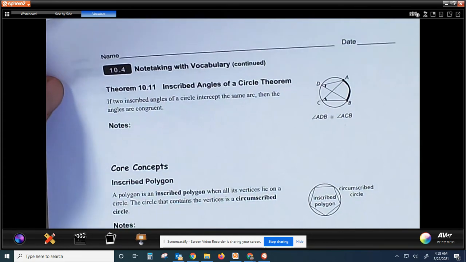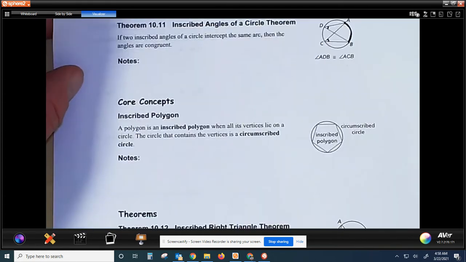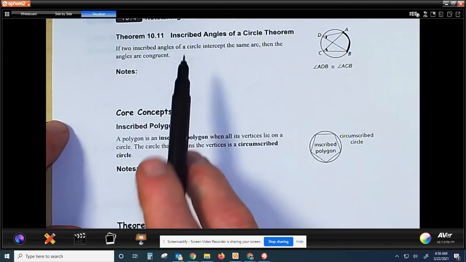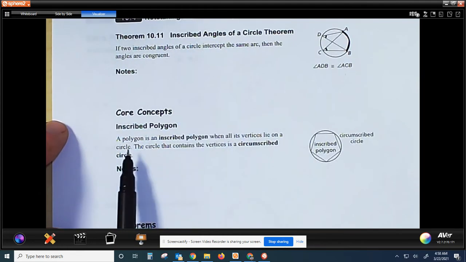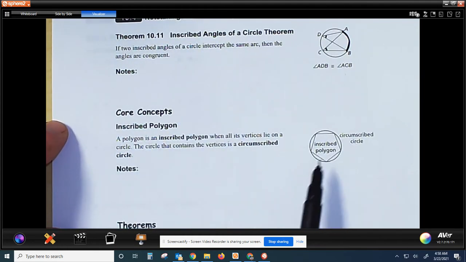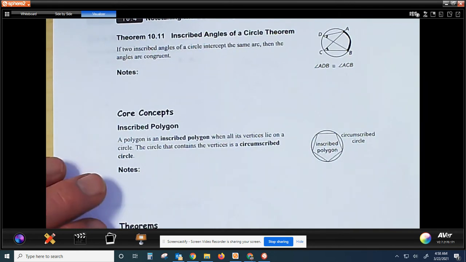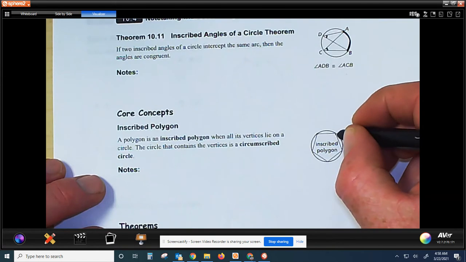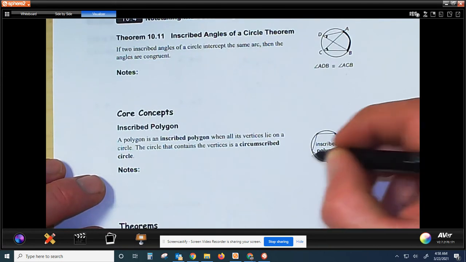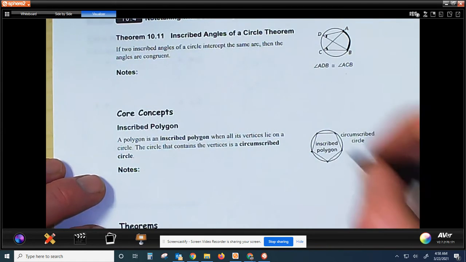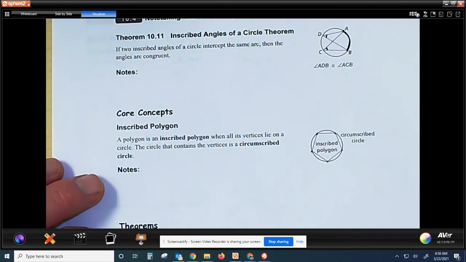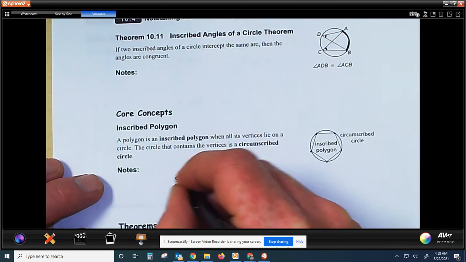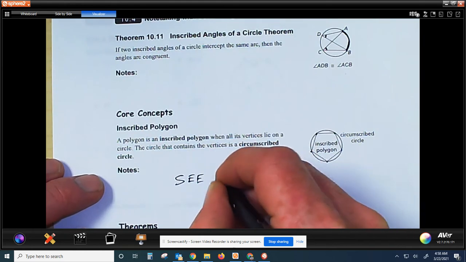All right. Moving down. These are the angles inscribed in a circle. We also have polygons inscribed in a circle. And a polygon's inscribed when all of the vertices are on the edge, touch the edge of the circle. The vertices are on the edge. If I was going to put a note here, I would say see picture because I like the picture very much.